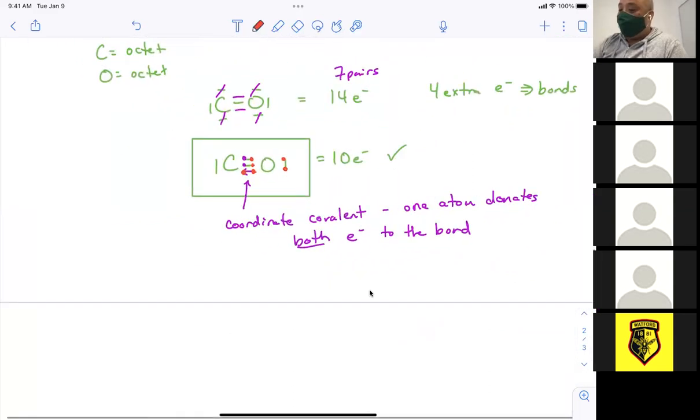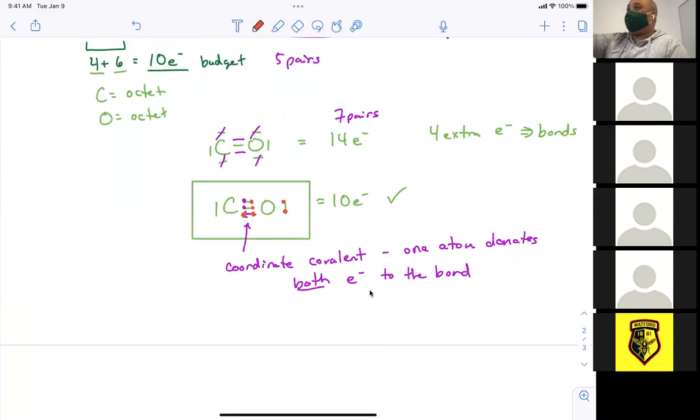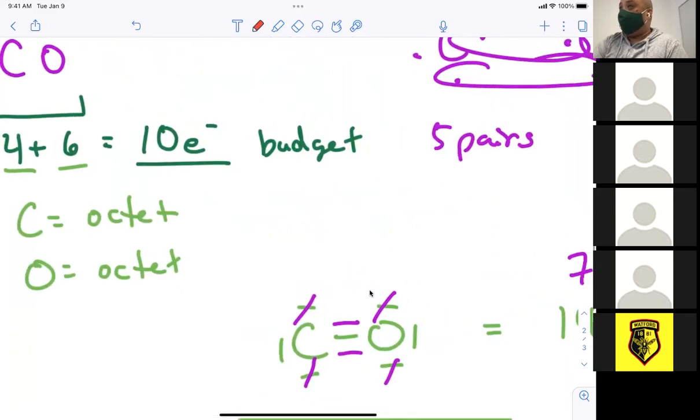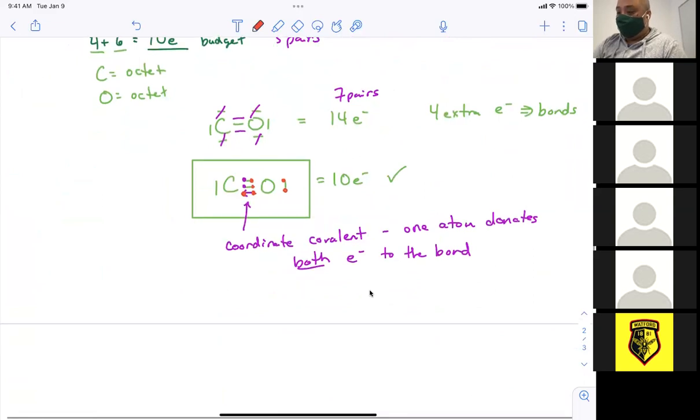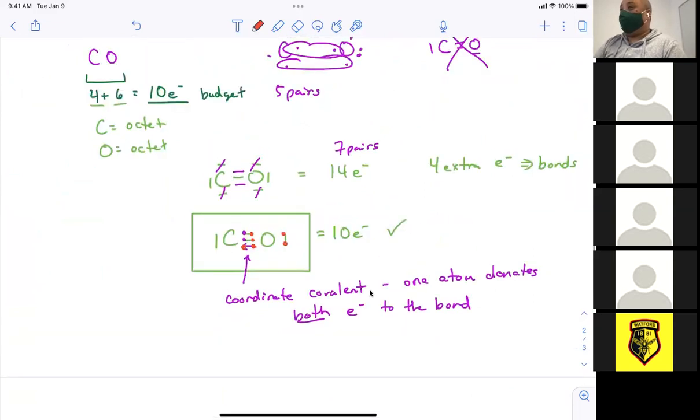You want your structure in the end to match your budget. That's the whole purpose. It matches the number you calculated that you have to work with. And this works because that purple one has 14 electrons and you only have 10 to actually work with. So you have to get rid of some of those lone pairs and start sharing them to lower the number of electrons you are drawing.